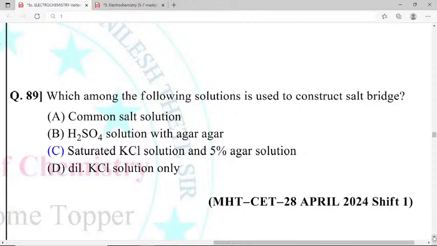Which among the following solutions is used to construct salt bridge? So common salt solution, no. Saturated KCl and 5% agar solution. Agar solution is required for salt bridge.